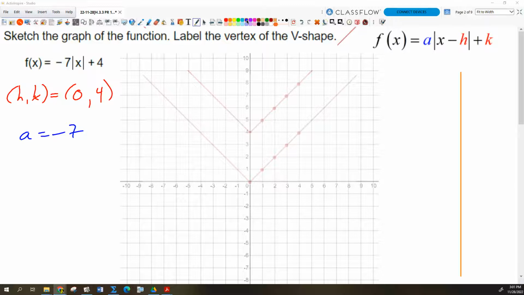Probably 1, right? Over 1 and up 1. But instead of going over 1 and up 1, we're going to go over 1 and up 1 times -7. Well, what's that? Down 7. So over 1, down 7 puts us right there. And so now for our new graph, there's our vertex. There's a point we can use. We've got the axis of symmetry here, the line x equals 0, right?